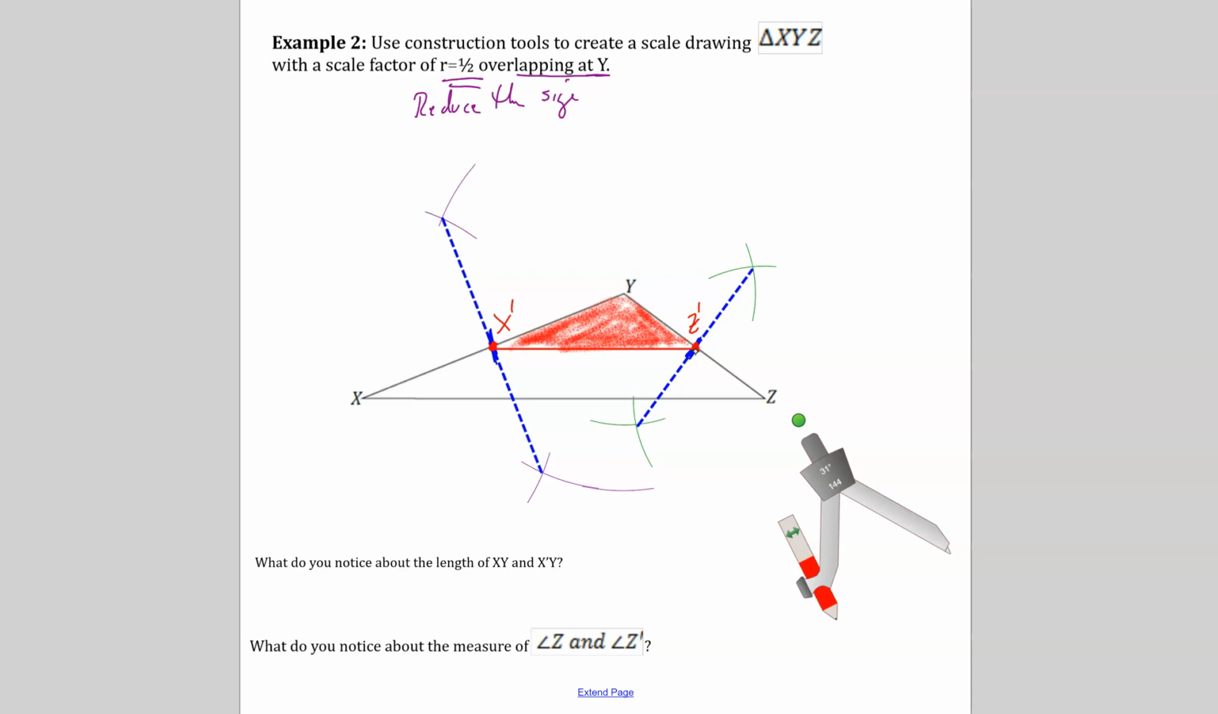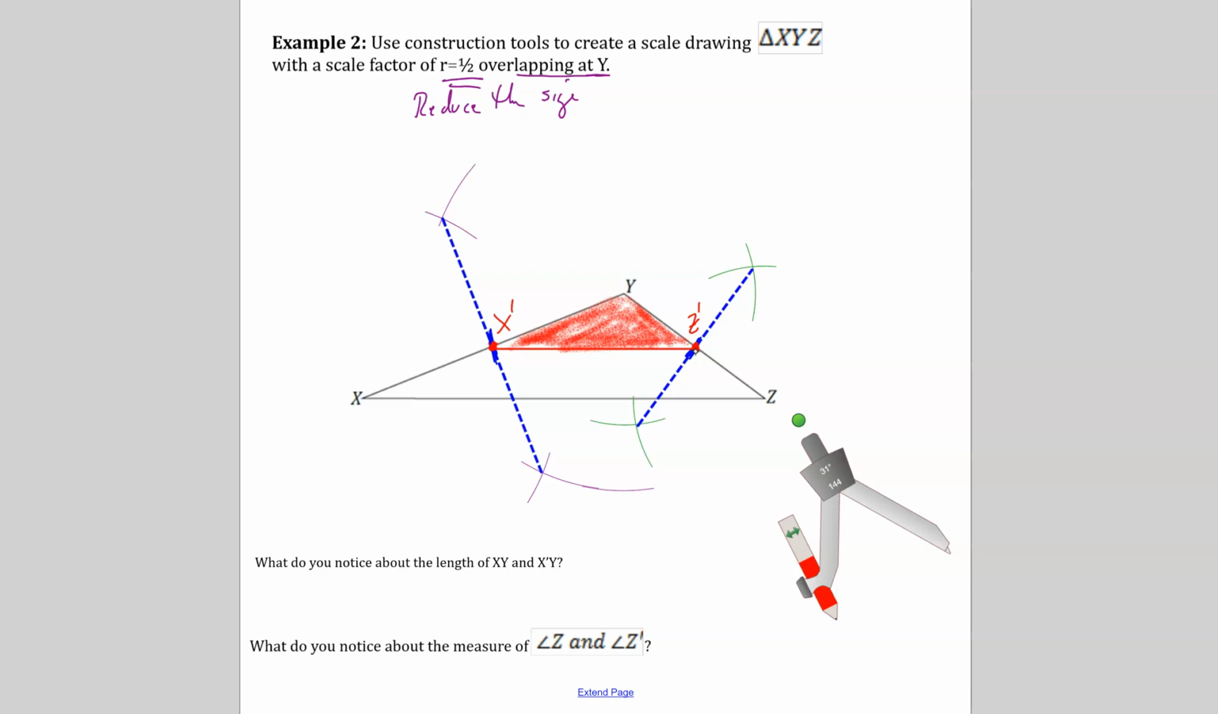Just like before, this is a dilation, specifically a reduction. So if you're looking at the statements I have below, XY and X prime Y prime, those are sides of the dilation. Those are going to be proportional, in this case, by a half. So X prime Y prime is half the size of XY.